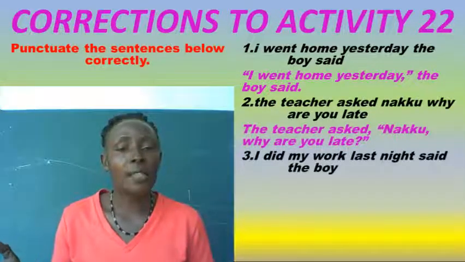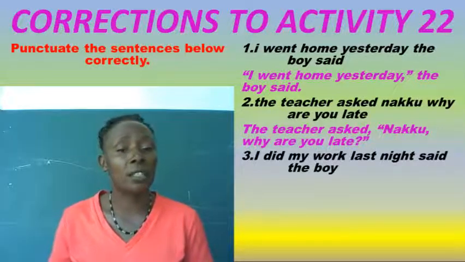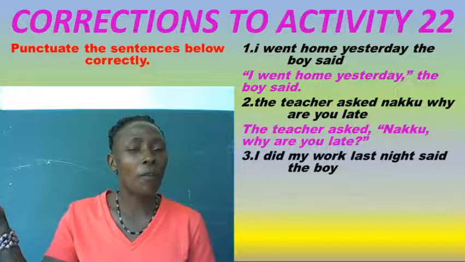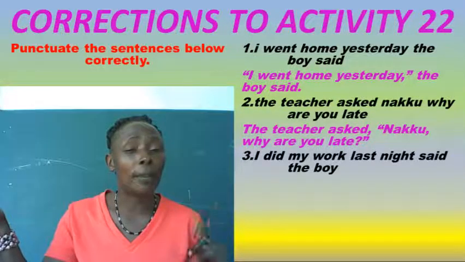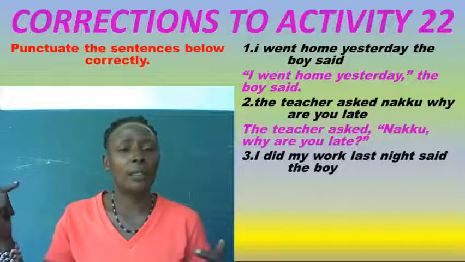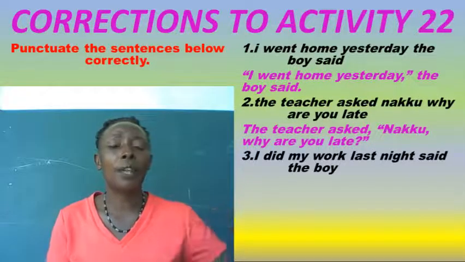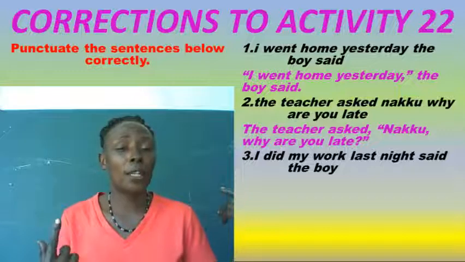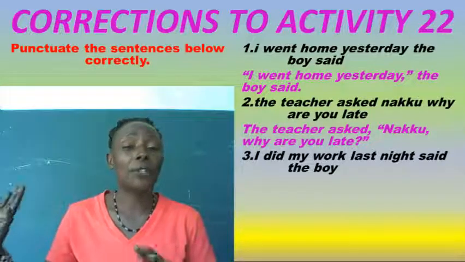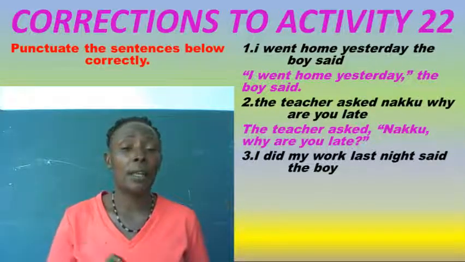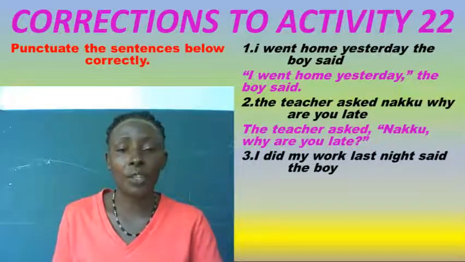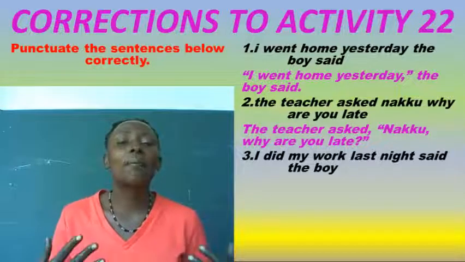So our answer begins with the speech tag, the teacher asked. You put your comma, open the quotation marks, Naku. Since you are mentioning the proper noun, Naku, you need to have a comma. Why are you late? It's a question, so we have our question mark, then you close with the quotation marks. Since the statement was interrogative, take note of that. If you got it right, put letter C beside it. If you got it wrong, write the correction and then punctuate the statement. Let's go to question 3, which is, I did my work last night, said the boy.